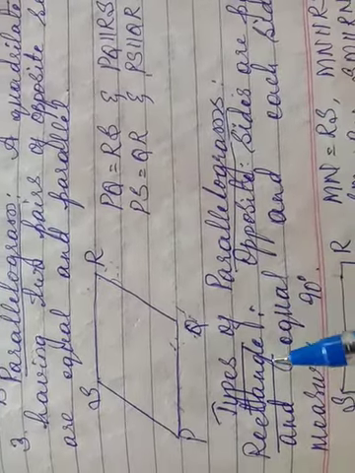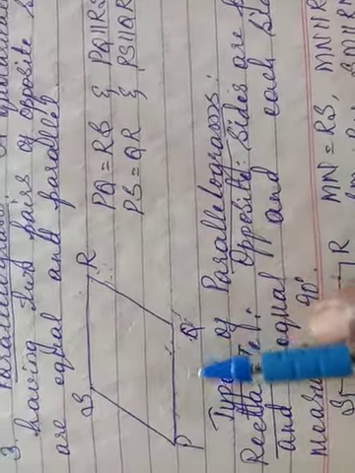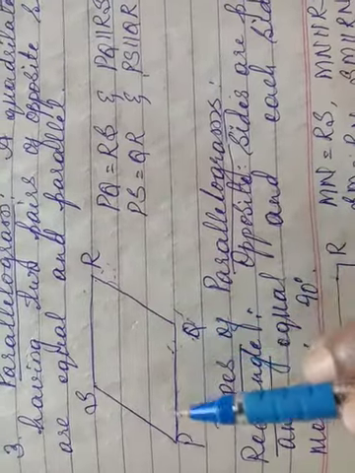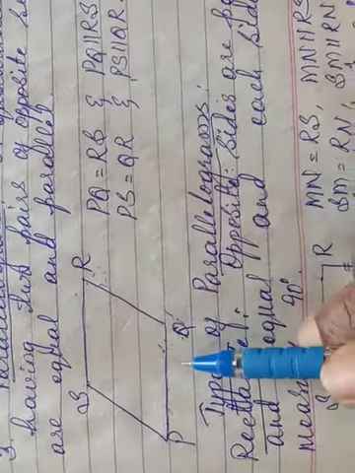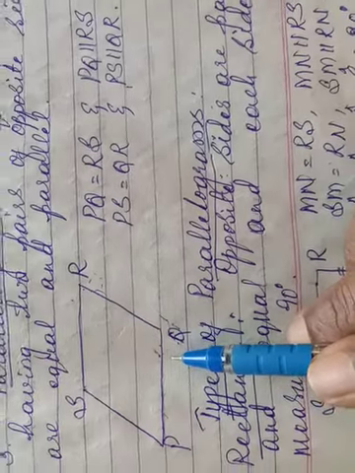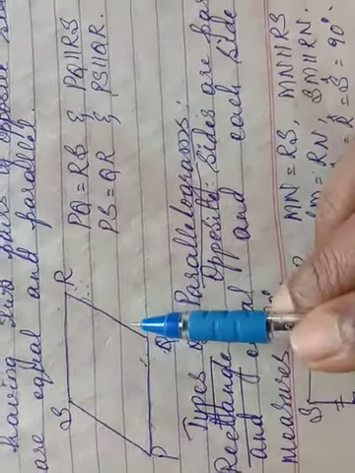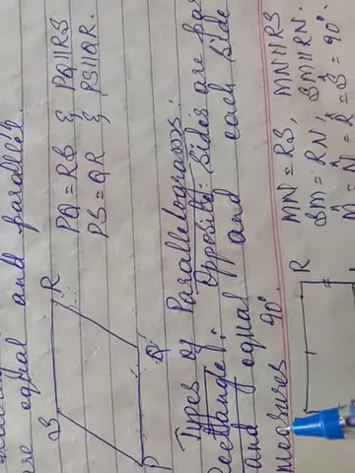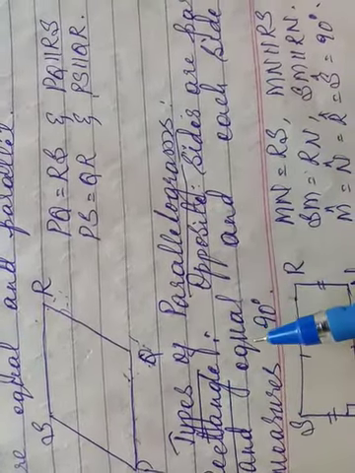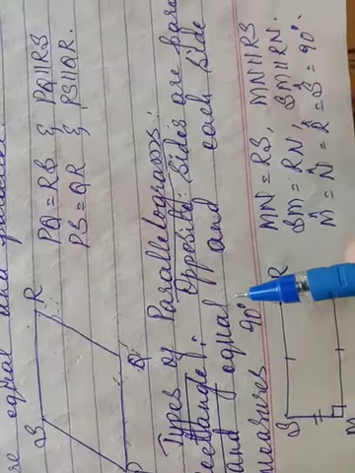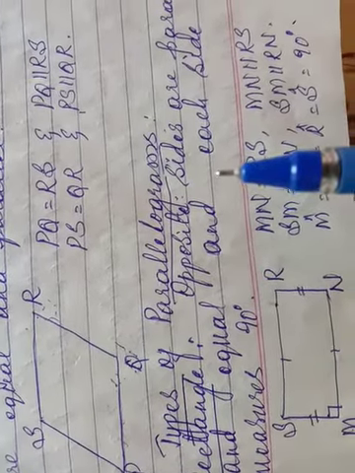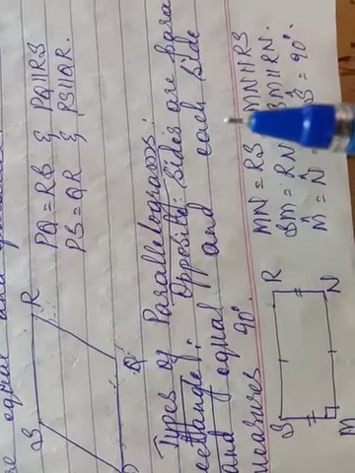Now, in parallelograms we have different types. First of all, a parallelogram is a quadrilateral. How is it different from a quadrilateral? It is different since opposite sides are parallel and equal. In parallelograms we have different types: rectangle, square, and one more, the rhombus.